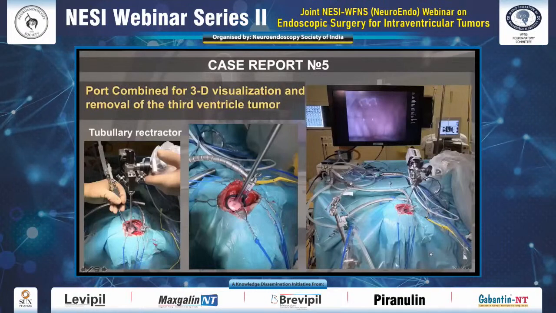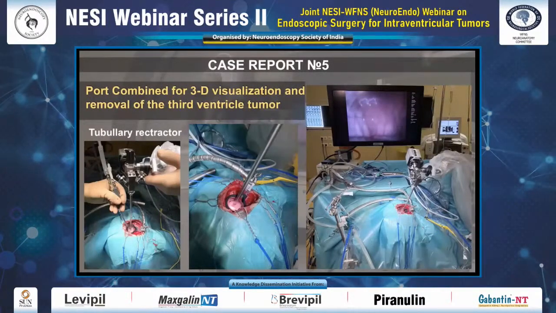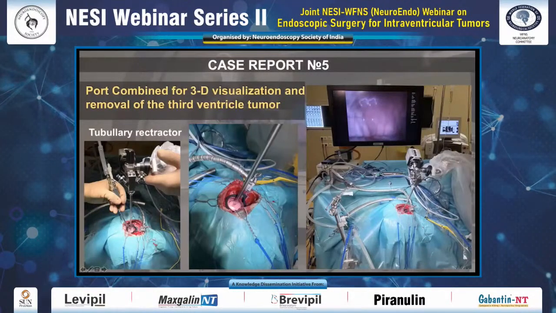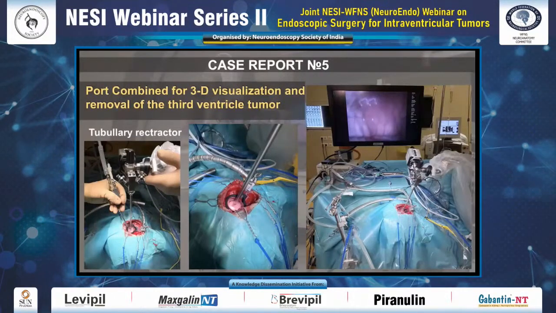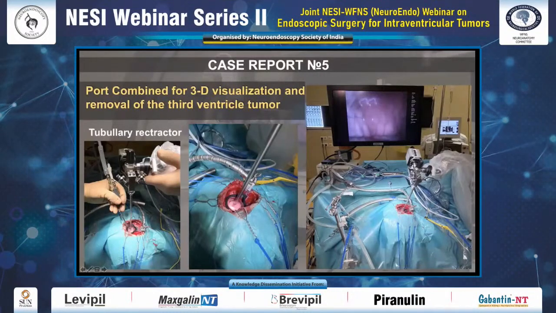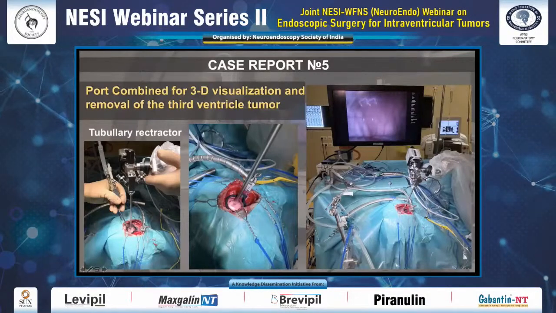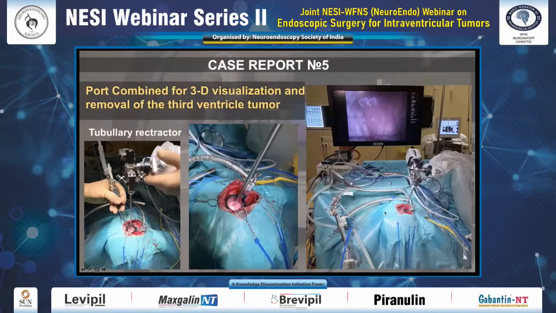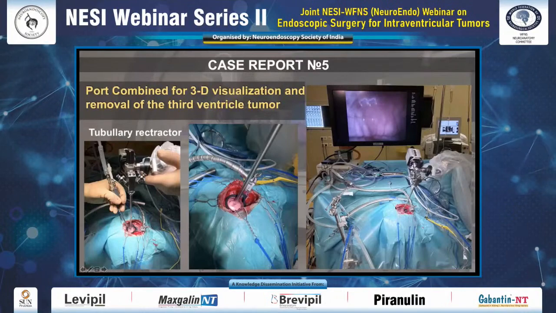Also, a combination. Now we start to use a combined approach, where we use a tubular retractor, like this big one, and through this retractor it's possible to use an exoscope, endoscope, and instruments, and remove the tumor from inside. You see an example of using the 3D endoscope, for example, just for this kind of surgery, through this tubular retractor system.